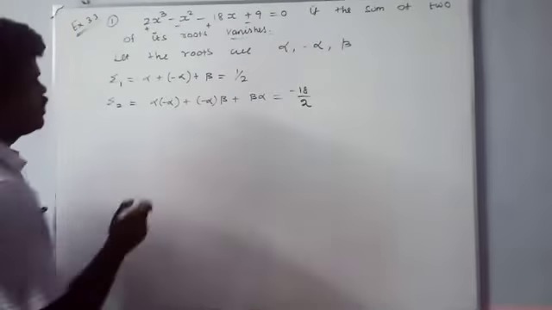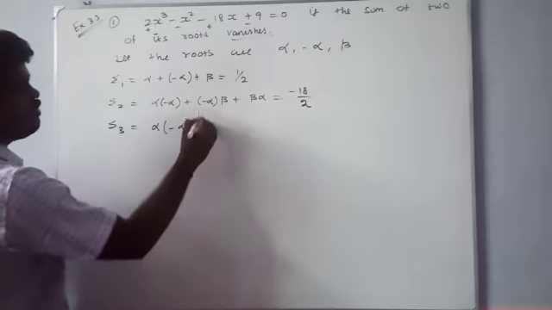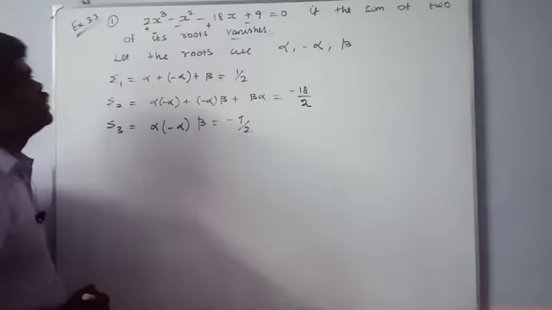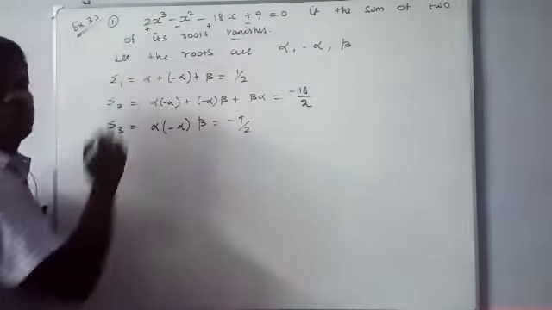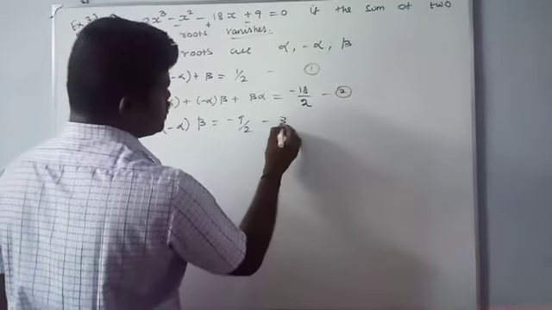So by 2. And summation 3, which is equal to alpha into minus alpha into beta, which is equal to what? Minus 9 by 2. This value is minus 9 and this value is 2. Equation 1, equation 2, equation 3.